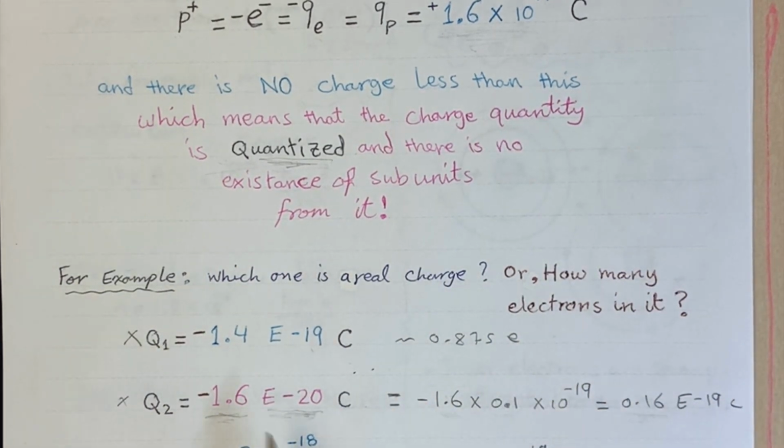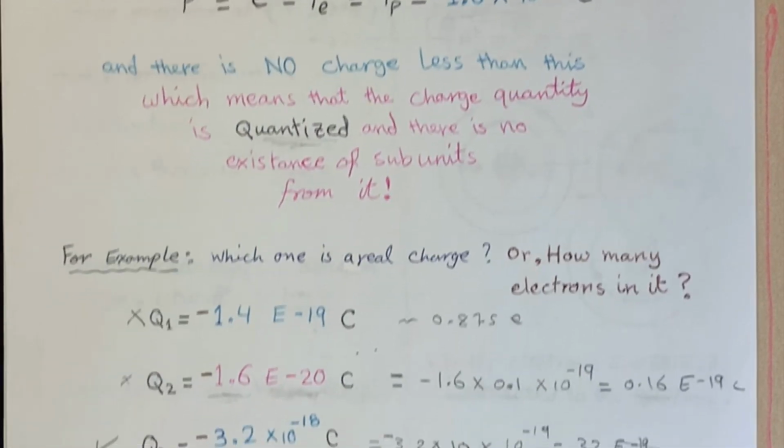Let us, for example, solve it for the second one, which is negative 1.6, the same number, but we have another important thing, which is the scale. Here we have 10 to the negative 20, versus 10 to the negative 19. To convert this to this, it's negative 1.6 times 0.1, or 1/10, times 10 to the negative 19. So this makes it 0.16, which is 1/10 of the electron charge with the same scale. So we cannot find this charge. This is not a real charge.